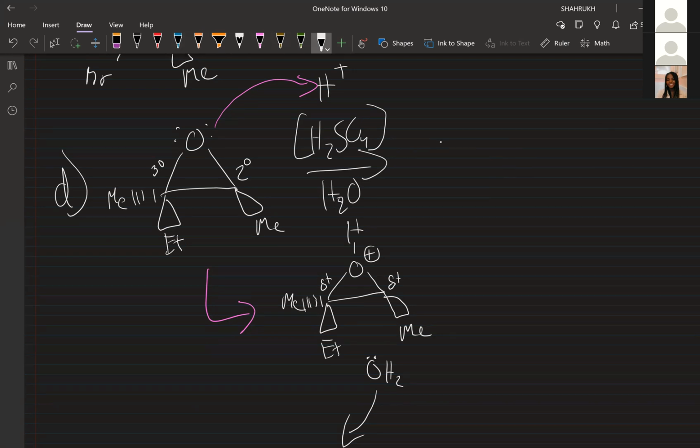And now I can write my little rules on the side. Whoops, let's use a different color arrow. So it comes in there, and it's going to break this open.